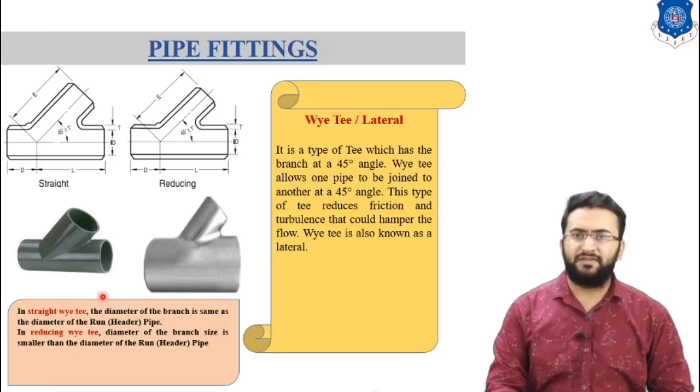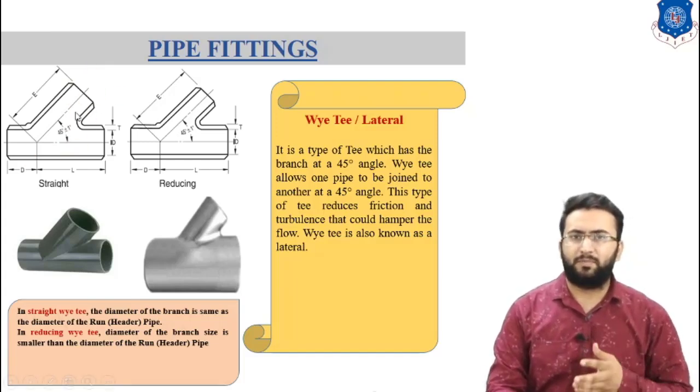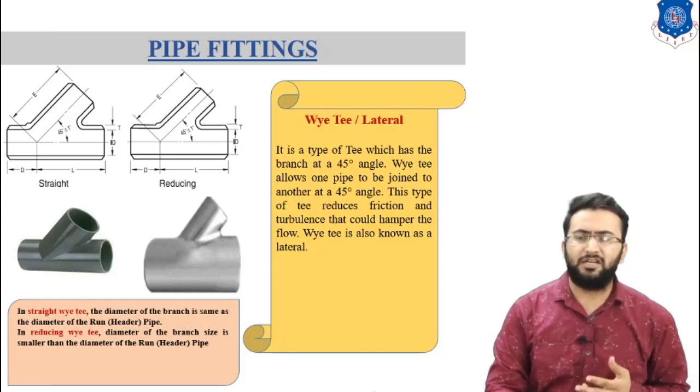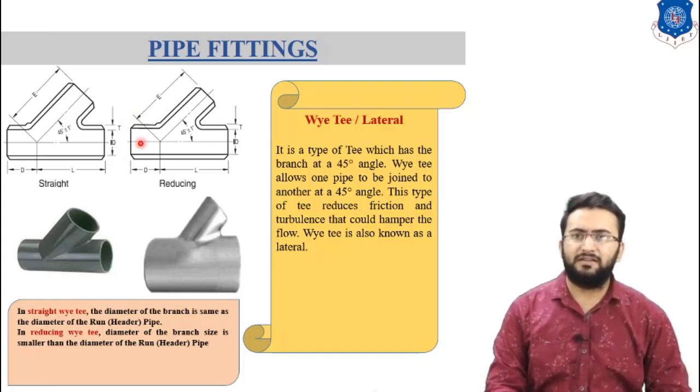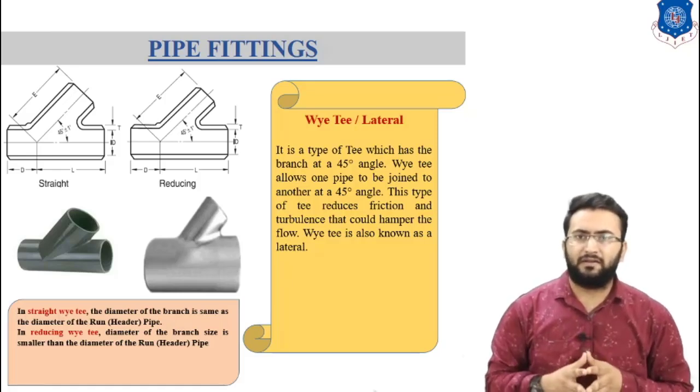A straight lateral means the diameter of the branch is the same as the diameter of the header, whereas in a reducer the diameter of the branch is smaller than the diameter of the run or header pipe. So this is a run or header pipe and this is a branch. The diameter of the branch and header are all the same. That's why this type of lateral is known as a straight lateral, whereas in this figure we can clearly see that the diameter of the run pipe is different from the branch. That's why this type of lateral is known as a reducing lateral.